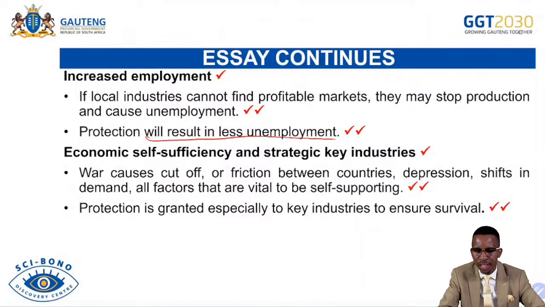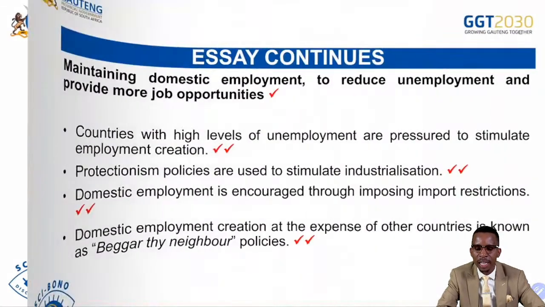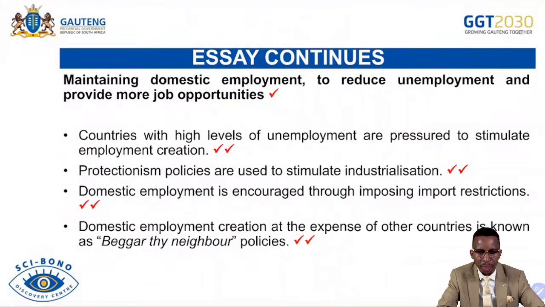Economic self-sufficiency and strategic key industries. War causes cut off or friction between countries, depression, shifts in demand, and all factors that make it vital to be self-supporting. Protection is granted especially to key industries to ensure their survival, because if they are not protected, they might find themselves out of the market.